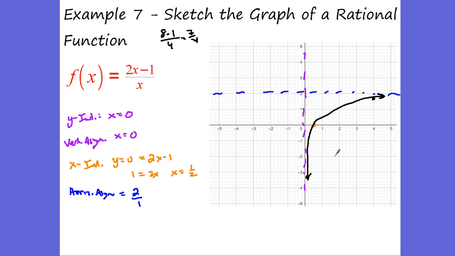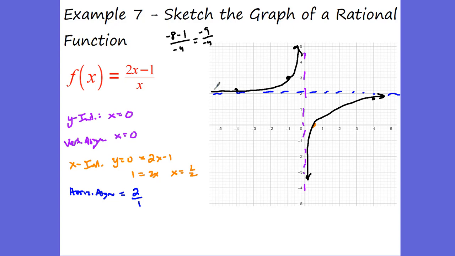Let's plug in something like -1. So -1, we get -2 minus 1 over -1. So we get -3 over -1. That's 3. -1, we get 3. That's really good. We could plug in something like -4. So -4, that's -8 minus 1 over -4. That's -9 over -4. That's 9/4. That's going to be right around here, so you can see what's going to happen.